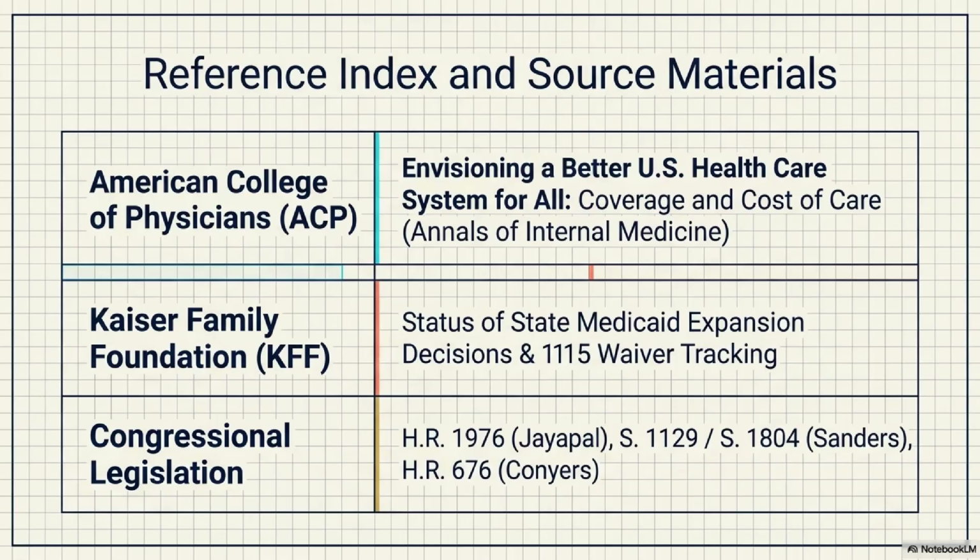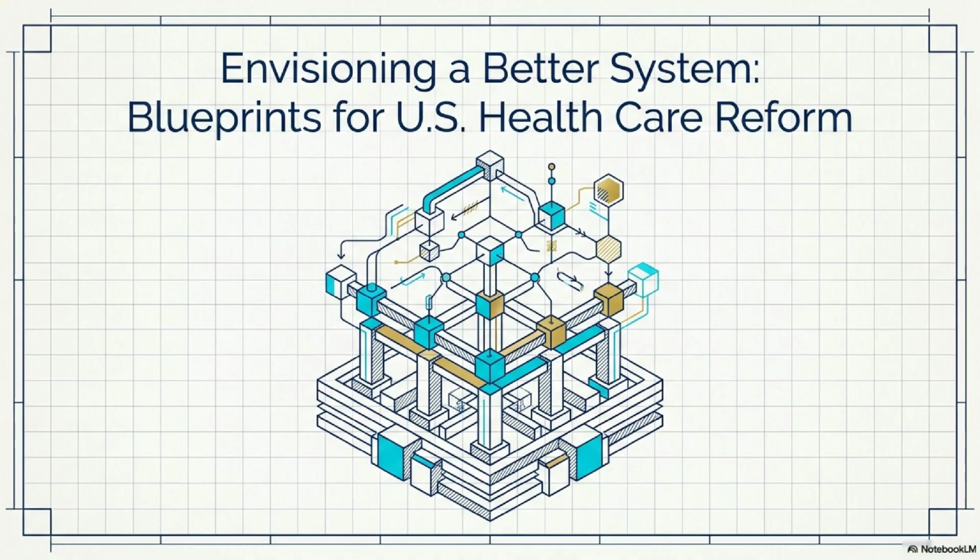It draws on research and legislative work from a range of organizations and government bodies, each contributing data and policy proposals that inform the blueprints we've discussed today. The path forward for U.S. healthcare reform isn't a single blueprint. It's a set of structural choices about coverage, payment, and priorities.